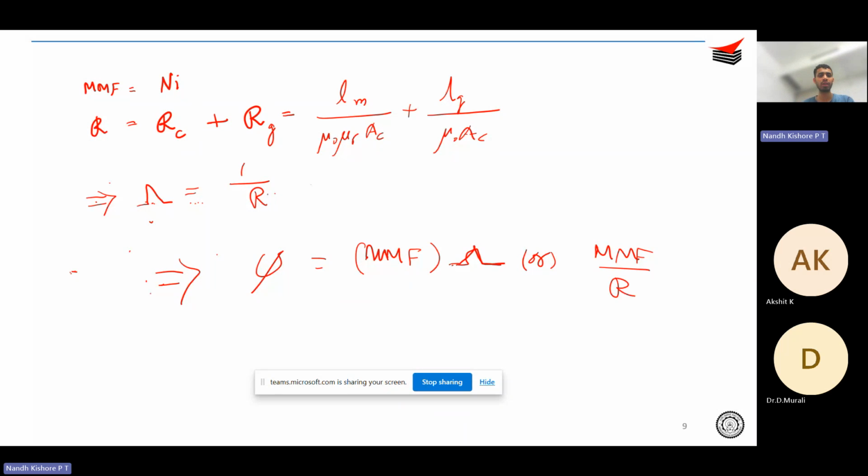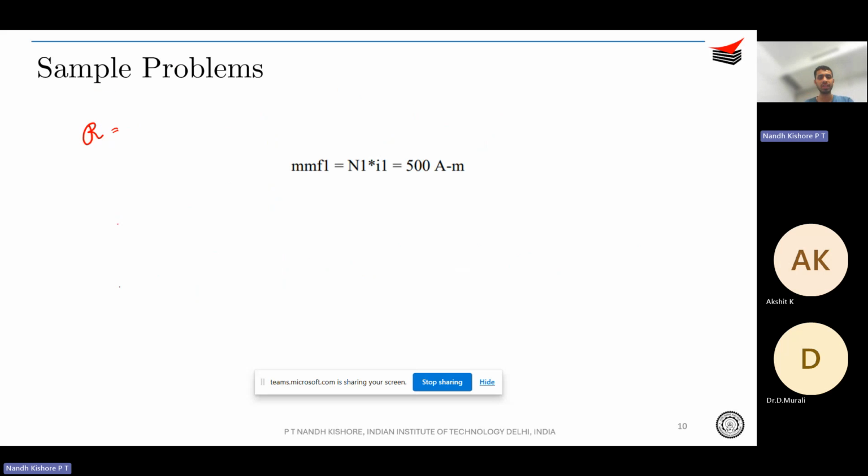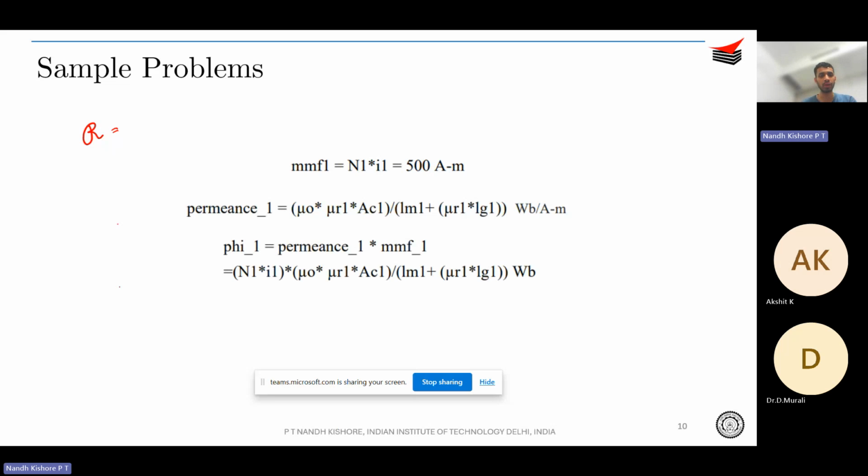All the geometric parameters are given, your N and I are given. So with this knowledge, let's just jump into the problem. That is, MMF1 is 500 ampere-turns, and you calculate permeance 1 or reluctance 1, whatever is easy for you. And from that, you calculate phi. Phi 1 is basically permeance 1 into MMF1.